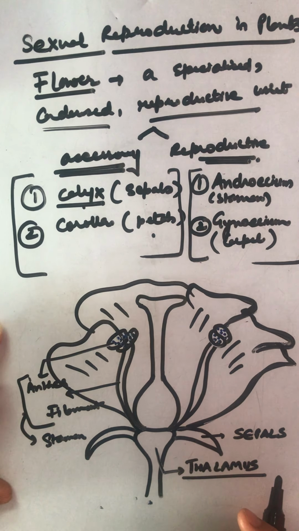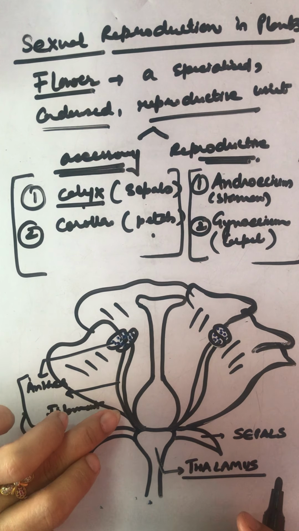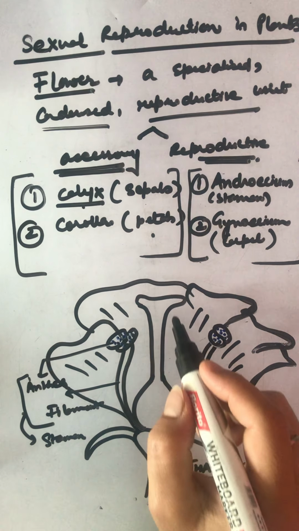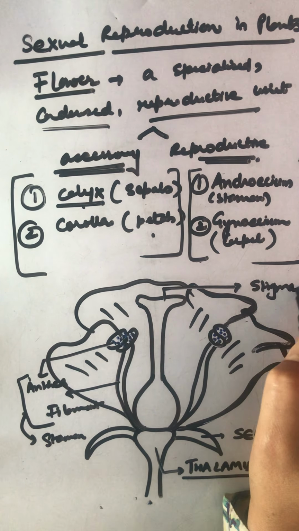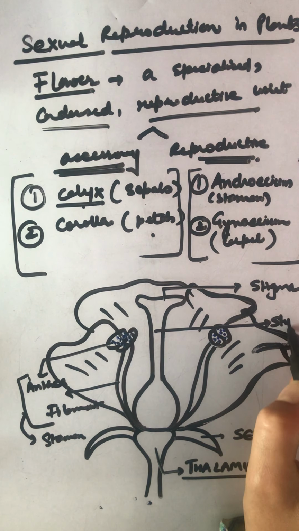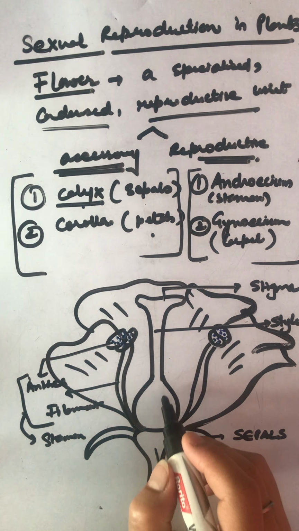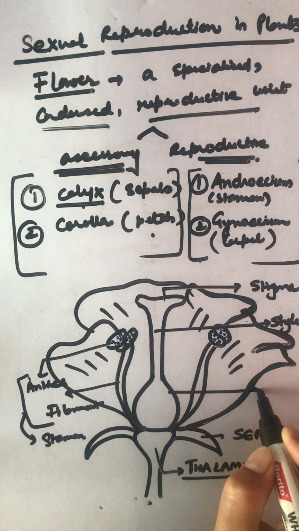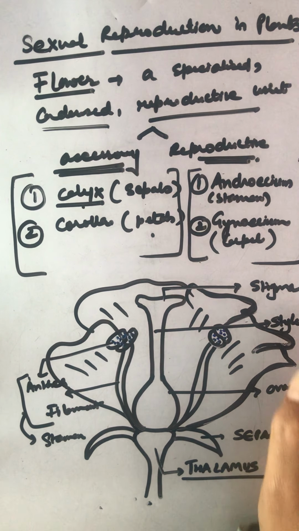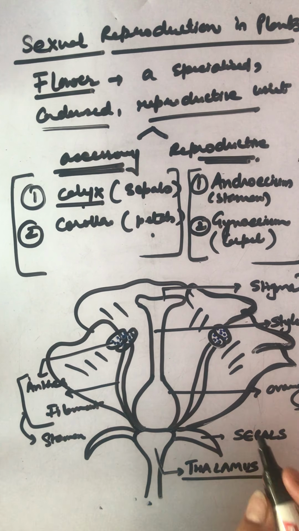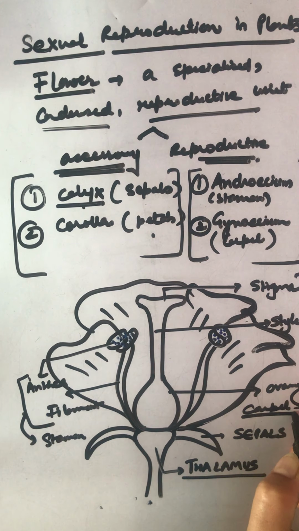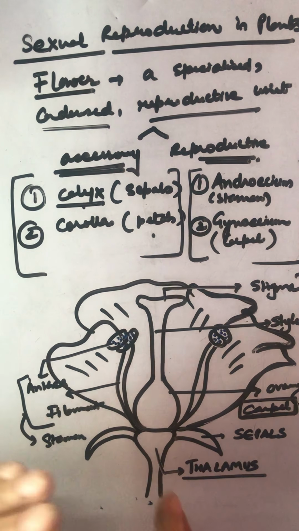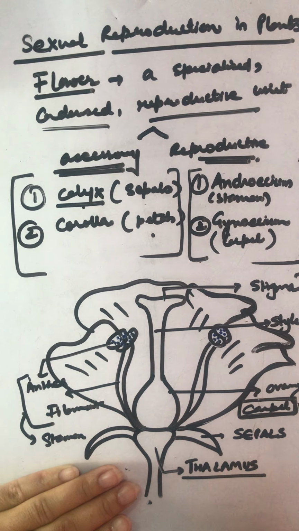Alright, androecium is a collective term for the group of stamens, and an anther and a filament together is known as stamen. What is this? This is the stigma, the receptive disc, the style of a flower, that means the gynoecium, and ovary which contains the ovule. All three together are known as carpel or gynoecium. Group of carpel is known as gynoecium.